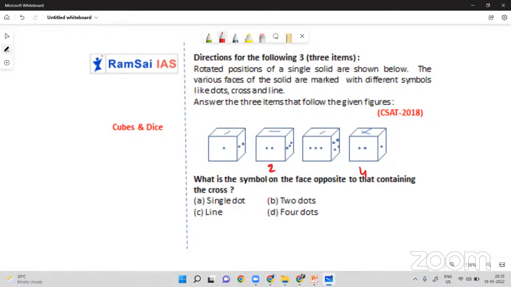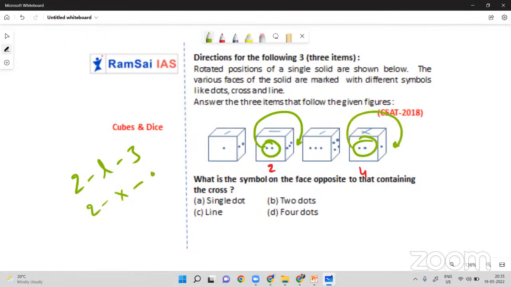Done. You see, very simple again. The two dots face you have to consider two line three. So two line three, and here it starts with two cross dot, two cross and dot. Do you remember opposite of dot is three lines? We already got it. The opposite of cross is line. So option C will be the answer.